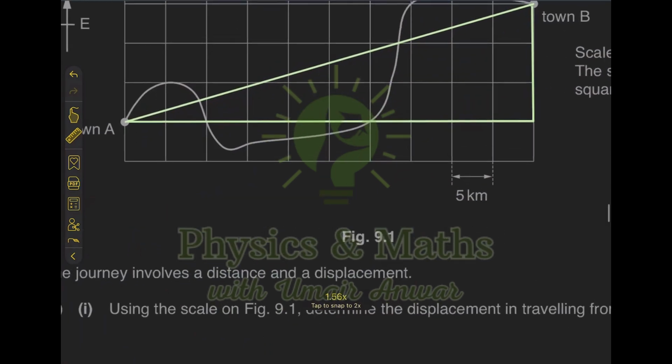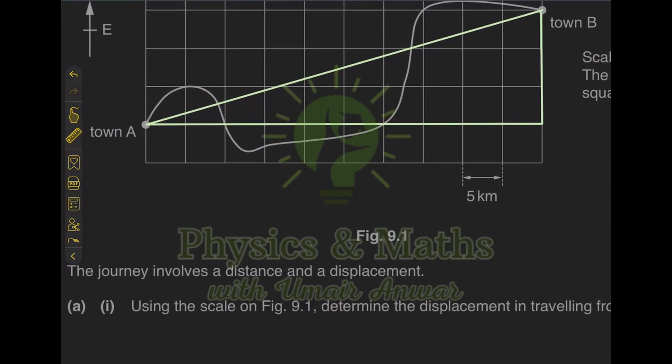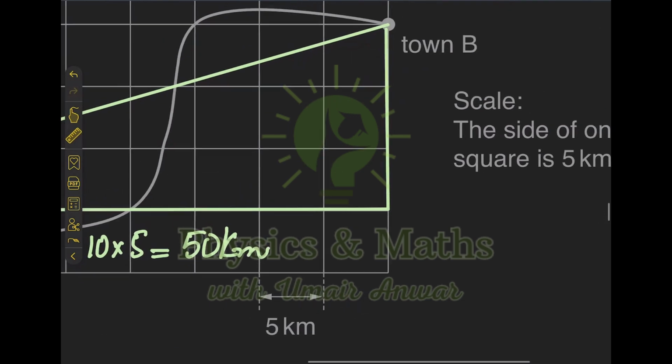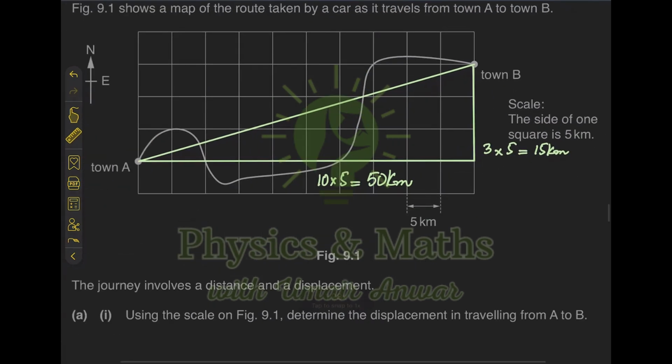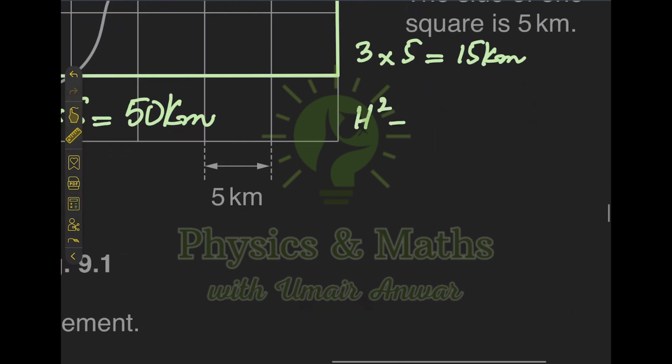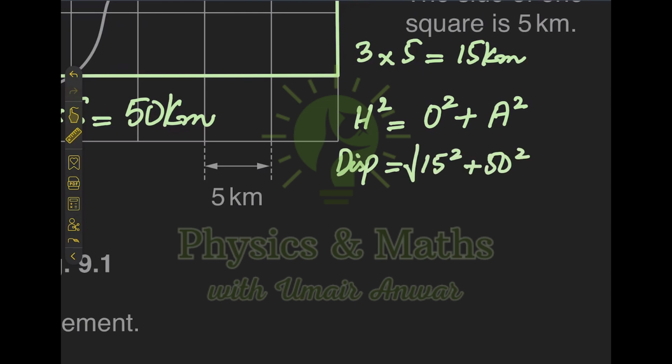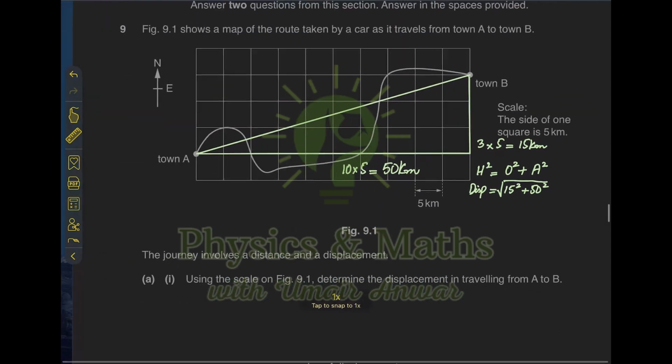Now, the distance covered horizontally, or the displacement covered horizontally, is 10 boxes, and each box is representing 5 kilometers. So 50 kilometers is the distance in horizontal direction, while in vertical, we can see that there are 3 boxes multiplied by the 5 kilometer shown by each side of the square. So the vertical distance is 15 kilometers. Now, if I apply Pythagoras theorem here, which says hypotenuse square is going to be equal to the sum of opposite square and adjacent square. So the displacement is going to be equal to the square root of the square of 15 and the square of 50. So this is how I can calculate it.